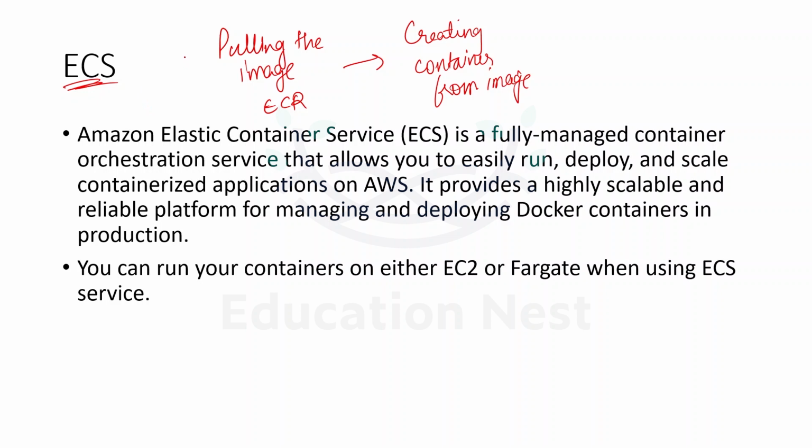ECS is a service for container orchestration, which allows you to run, deploy, and scale containerized applications on AWS. If you think about ECS, it is a service which allows you to create your containers and run your containers.